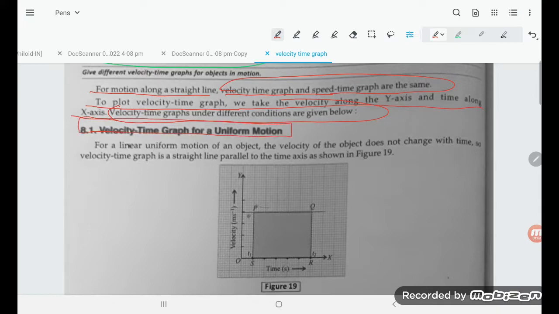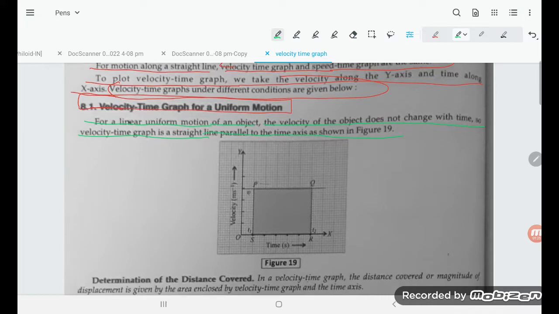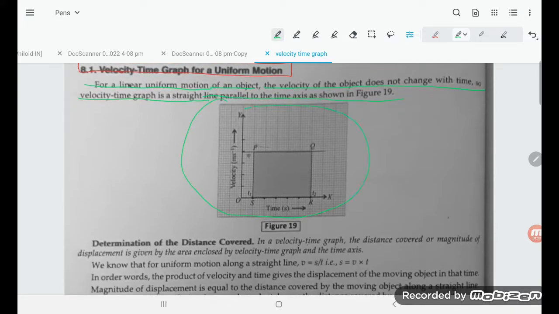Uniform motion means the change in velocity is the same in the same interval of time. For a linear uniform motion of an object, the velocity of the object does not change with time. So the velocity time graph is a straight line parallel to the time axis as shown in the figure. So this is the straight line that you can understand.